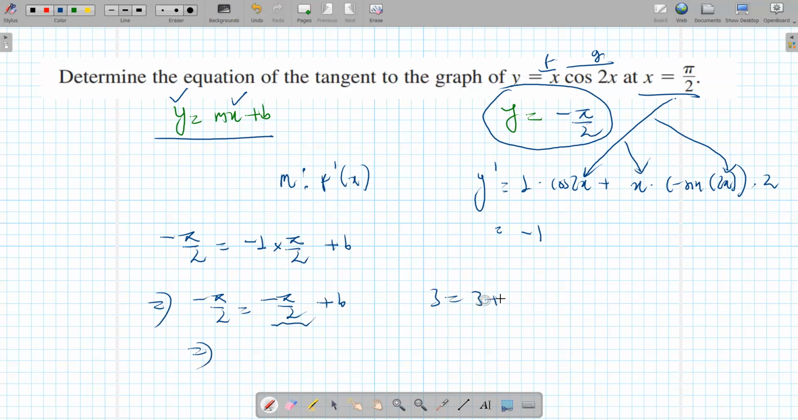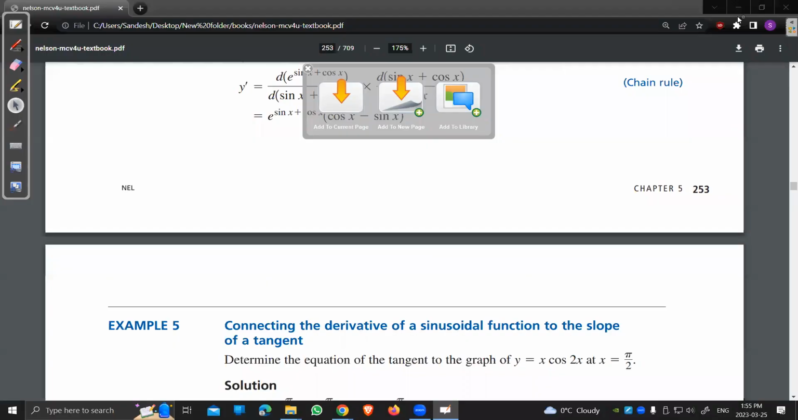These two cancel out. Same thing here. B is 0. So the y-intercept is 0. That means it's going to go through the origin. Therefore, for the final answer, it's going to be y equals m is -1, x is x, b is 0. There you go. y equals -x is the answer. It goes through the origin because the y-intercept is 0.